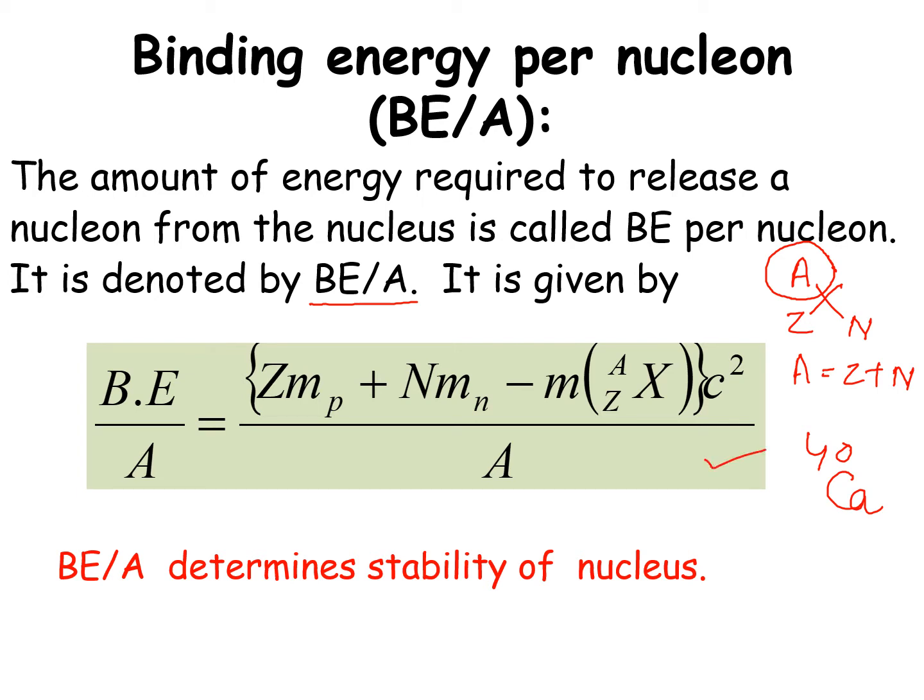Binding energy per nucleon basically determines the stability of the nucleus. If the binding energy per nucleon of a nucleus is less, then the nucleus is less stable, whereas if the binding energy per nucleon is more, then the nucleus is more stable. That's why we say that heavier nuclei are less stable as compared to lighter nuclei. So binding energy per nucleon is an important parameter to determine the stability of the nucleus.